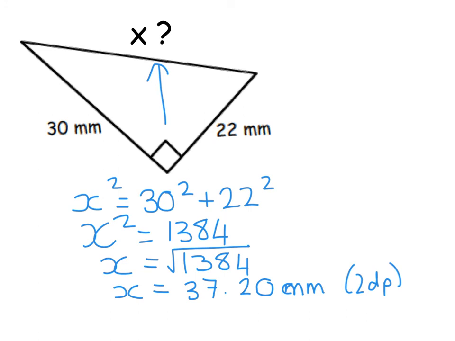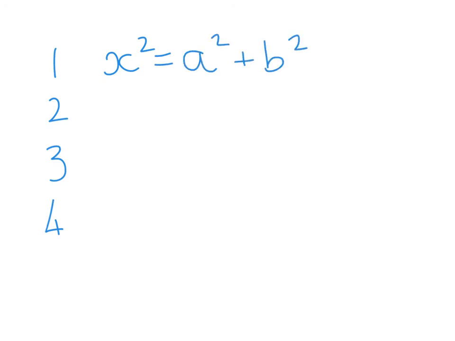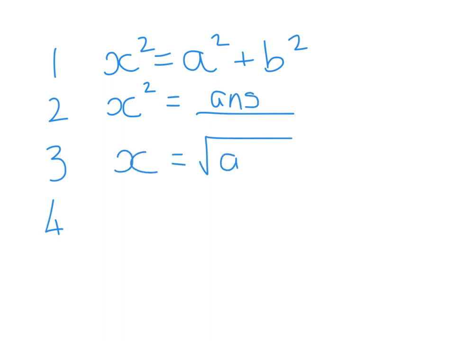Okay, so to put this simply, you've got 4 lines of working. The first line of working is saying x squared equals whatever your 2 numbers are in there, squared and added. Second line is saying x squared equals whatever that answer is, and I'm just going to write answer for short. Third line is taking the square root of that answer. And then the final line is your answer to 2 decimal places.